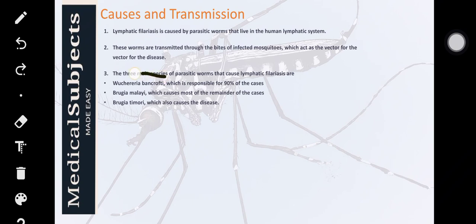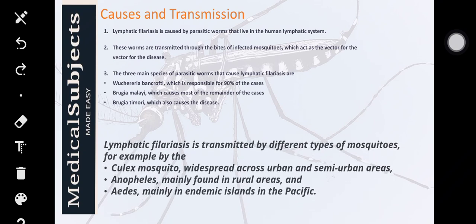The main microfilaria is Wuchereria bancrofti. That is, it causes 90% of the infection worldwide. Then the other two are Brugia malayi and Brugia timori. Now it is transmitted by different types of mosquitoes. As we know, malaria is spread by Anopheles, dengue by Aedes; different specific species transmit specific diseases.